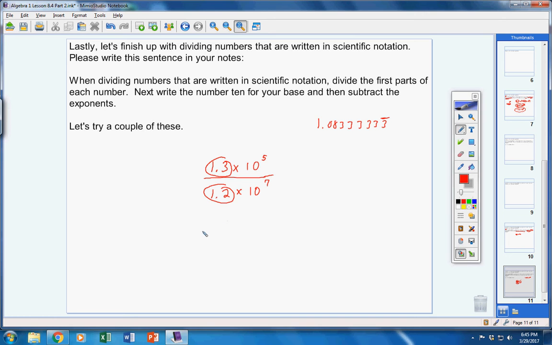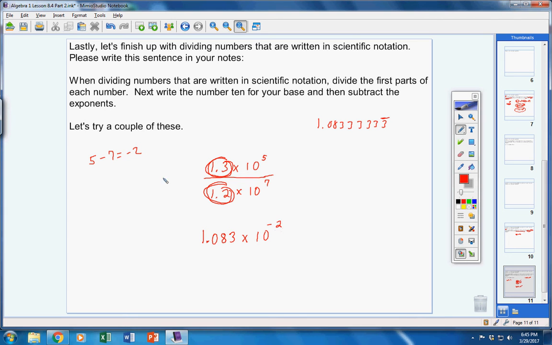So it's okay to round. I'm going to simply put 1.083. That's good enough. If you want to put a bar here, you can. You don't have to. It's up to you. So we take the first parts of each number and we divide them. Then we write the number 10 for your base. And then we subtract the exponents. It's always the top minus the bottom. So my top number is 5 minus the bottom number, which is 7, negative 2.